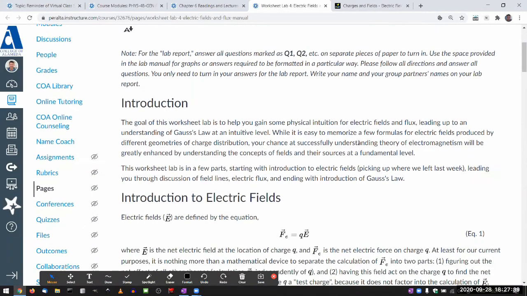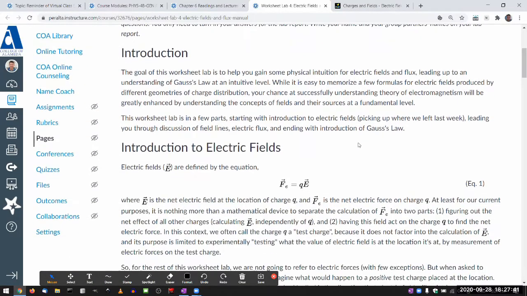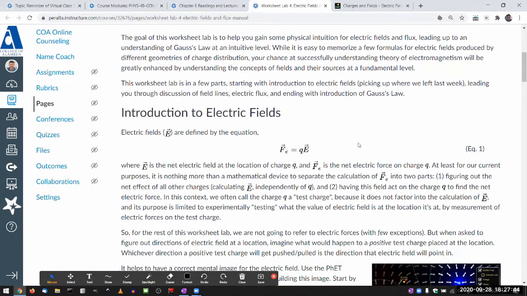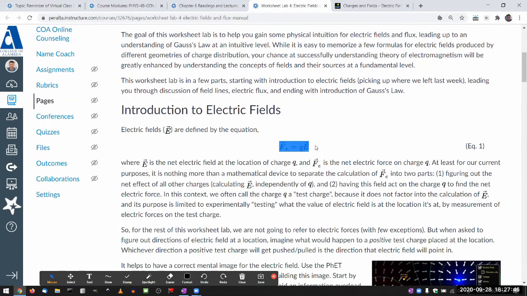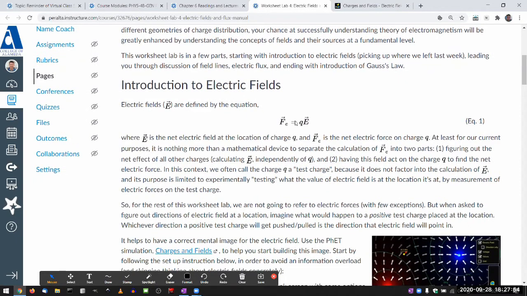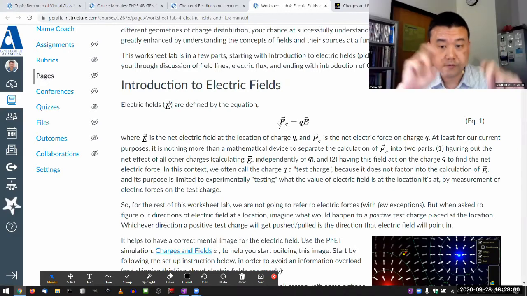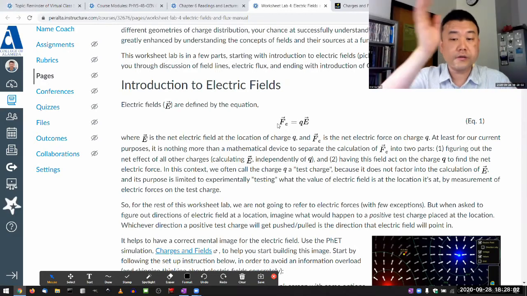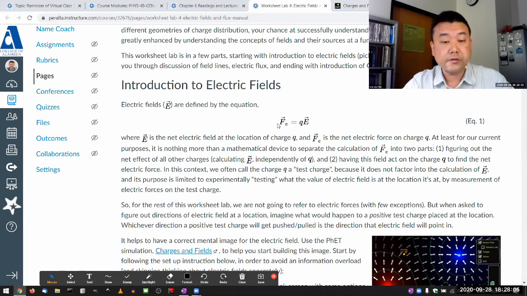Or vice versa, let's say you want to experimentally measure electric field, then you can do it from force measurement. So the beginning part of this is introducing electric field, defined by this equation that I've written a couple times and you have seen as part of your work in week 5. Now, this equation alone tells you how to convert from electric force to electric field. But beyond that, I think it doesn't provide a lot of intuitive handle on electric field.